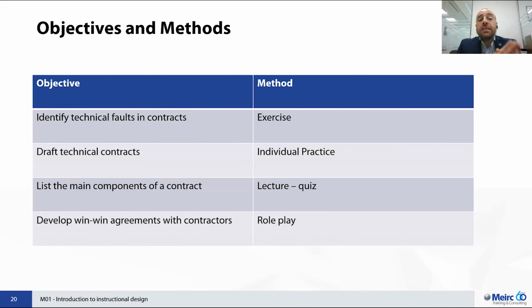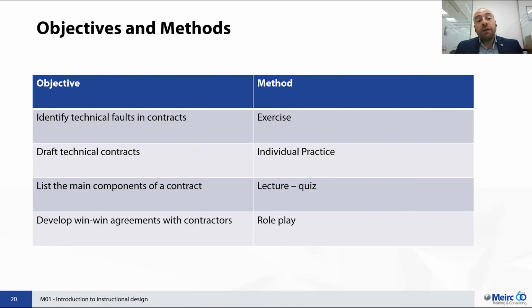While if I say to list the main components of a contract, that's a 15-minute thing, right? The verb listing is much easier than the verb identifying. And certainly developing contracts is much more difficult than listing and identifying. That's why I can make participants list the main components of a contract through a quick lecture or a quick quiz, which will take 15 minutes.